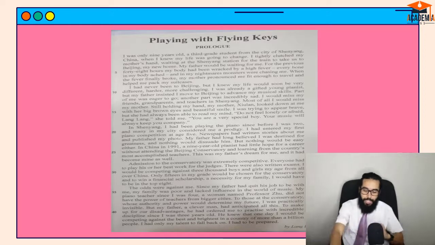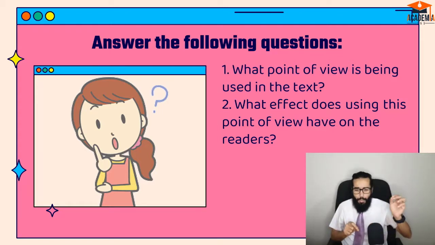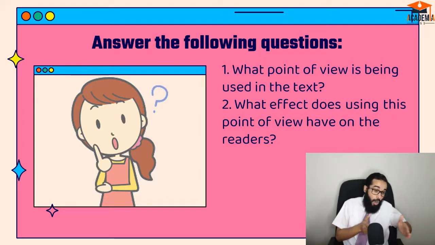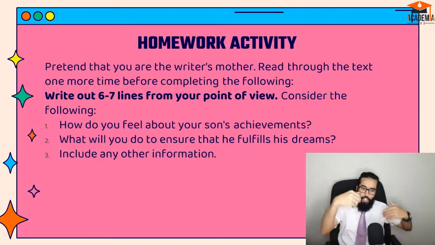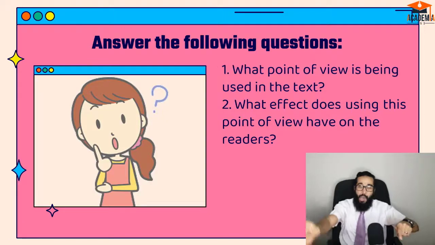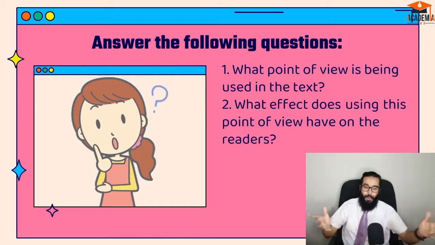When you finish reading the text, answer these two questions. Number one, what point of view is being used in the text? Number two, what effect does using this point of view have on the readers? Very important questions. If you understood what I was talking about, you can answer these two questions. All right, now let's move on to the homework activity. But before the homework activity, I want you to answer these two questions. So pause the video and go for it. Off you go.